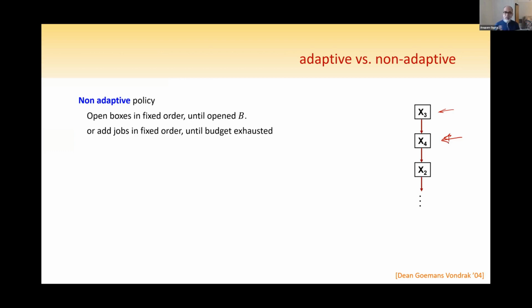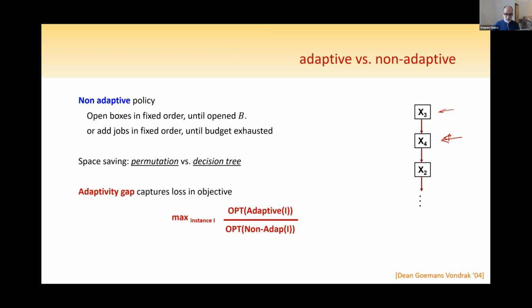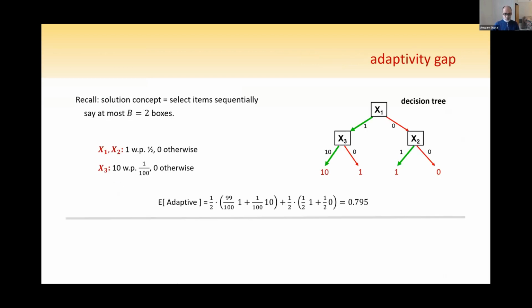So this is a non-adaptive policy. It's very nice. It's compact, but of course, it might have less value. Okay. And the gap between an adaptive and a non-adaptive policy is exactly what we'll call the adaptivity gap. That's it. Just a piece of jargon.